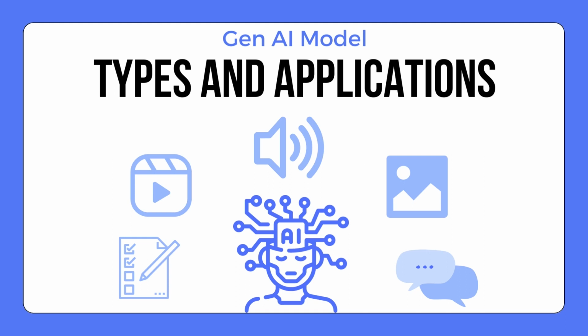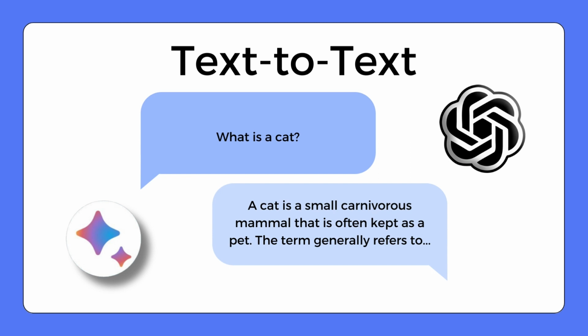Let's have a look at the type of tasks that different AI models can perform. These tasks can generally be classified based on the type of input data they accept and the type of output data they generate. Here are some examples.